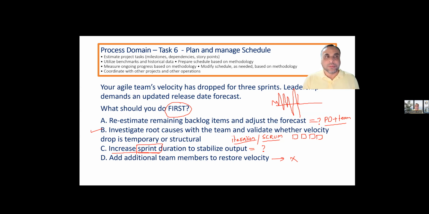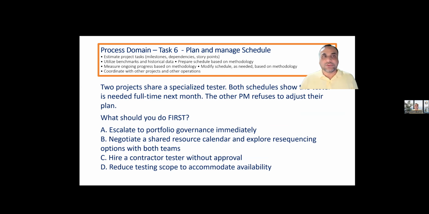Very good. Next, two projects share a specialized tester. Both schedules show the tester is needed full-time next month. When I read this, it means we have a conflict. So when we have a conflict, we need to use conflict management techniques. We need to negotiate when it comes to this. So I have the option: I can negotiate, we can reprioritize, or we can hire an additional resource.